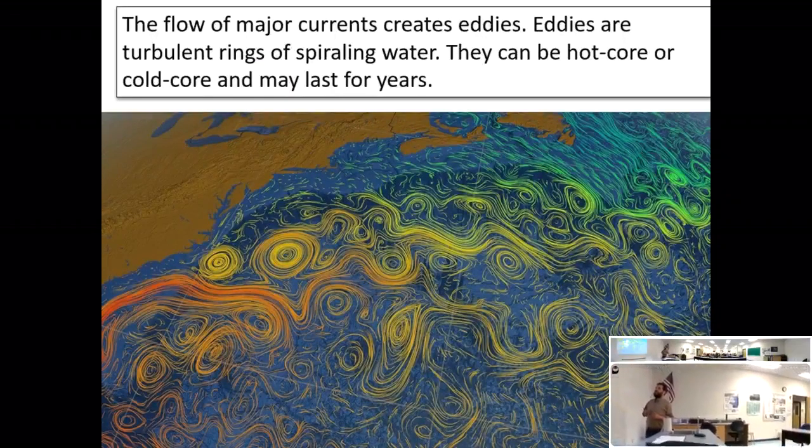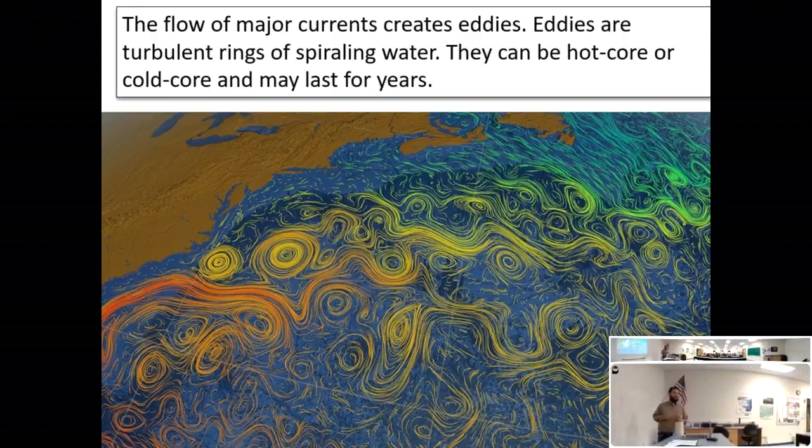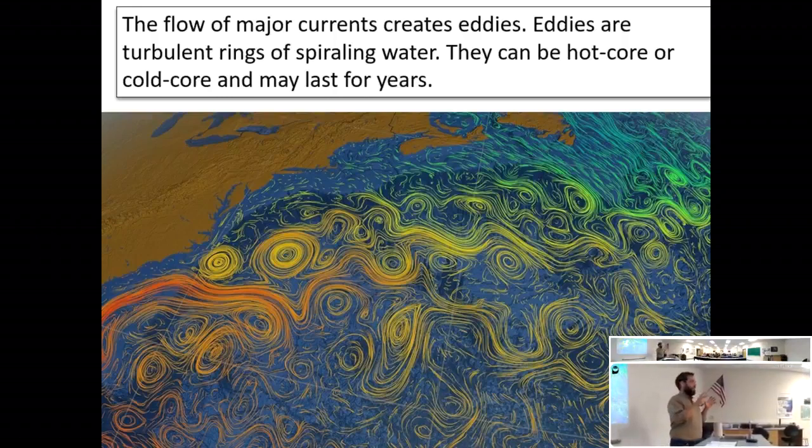Turbulent rings of spiraling water, that sounds good. That's a good way to describe it. But they're much smaller than a gyre, and they're circulating, spiraling water. Now, eddies can either be warm or cold, and depending on whether they're warm or cold will actually determine the direction they spin, whether clockwise or counterclockwise.